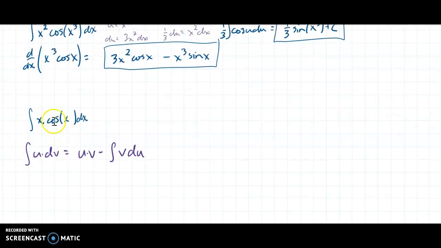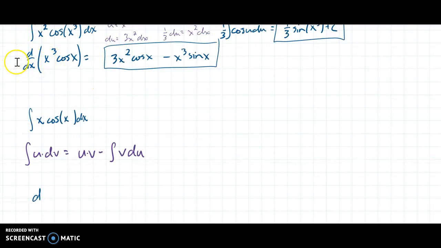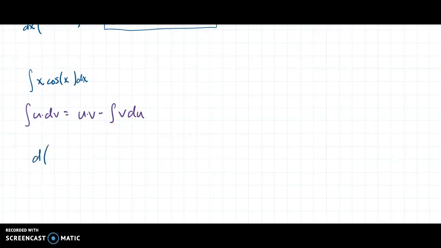The reason I had you do this problem is because this formula is really just an alternative to the product rule. I'm going to try to make sure that my u's and my v's do not look similar. Say I wanted to take the derivative of u times v.